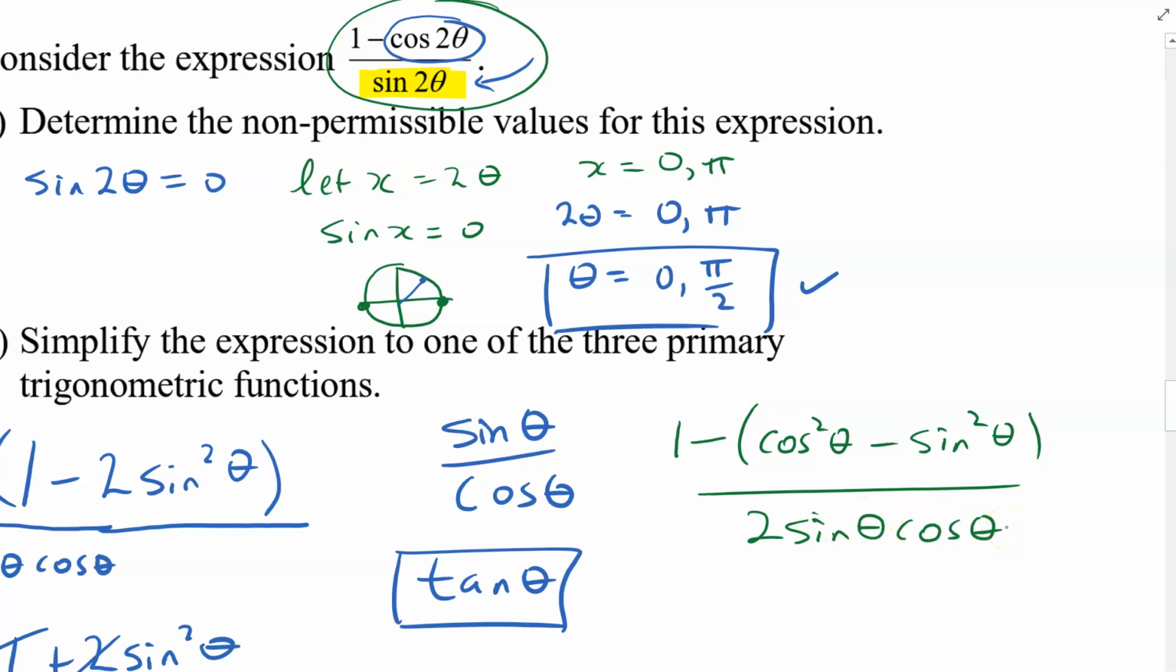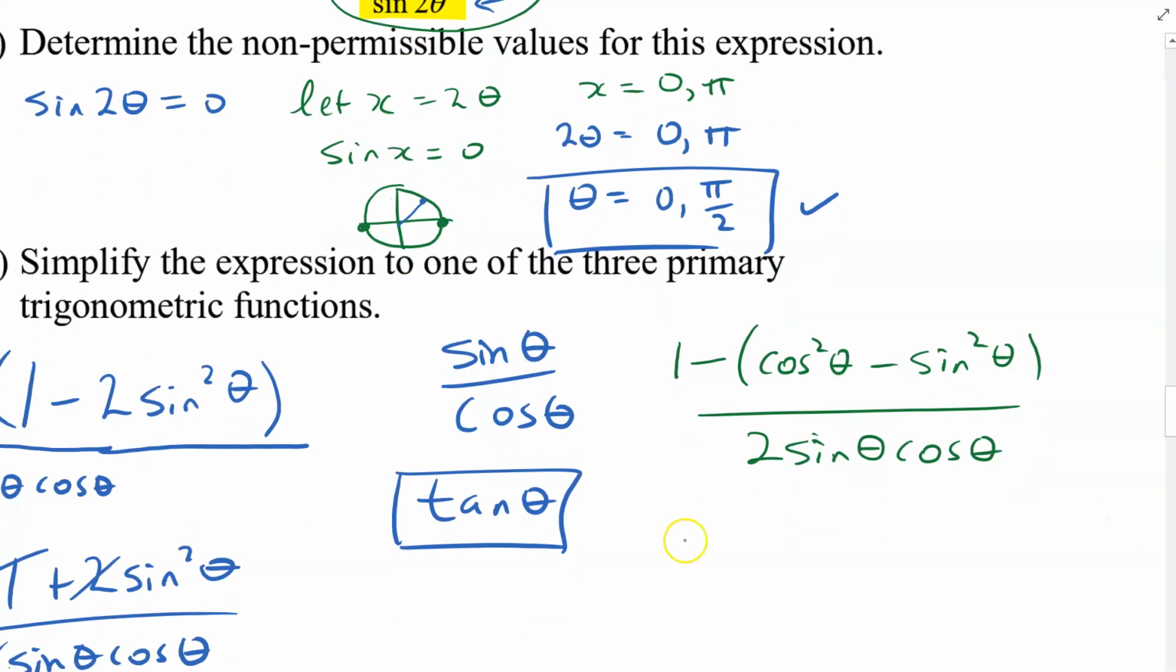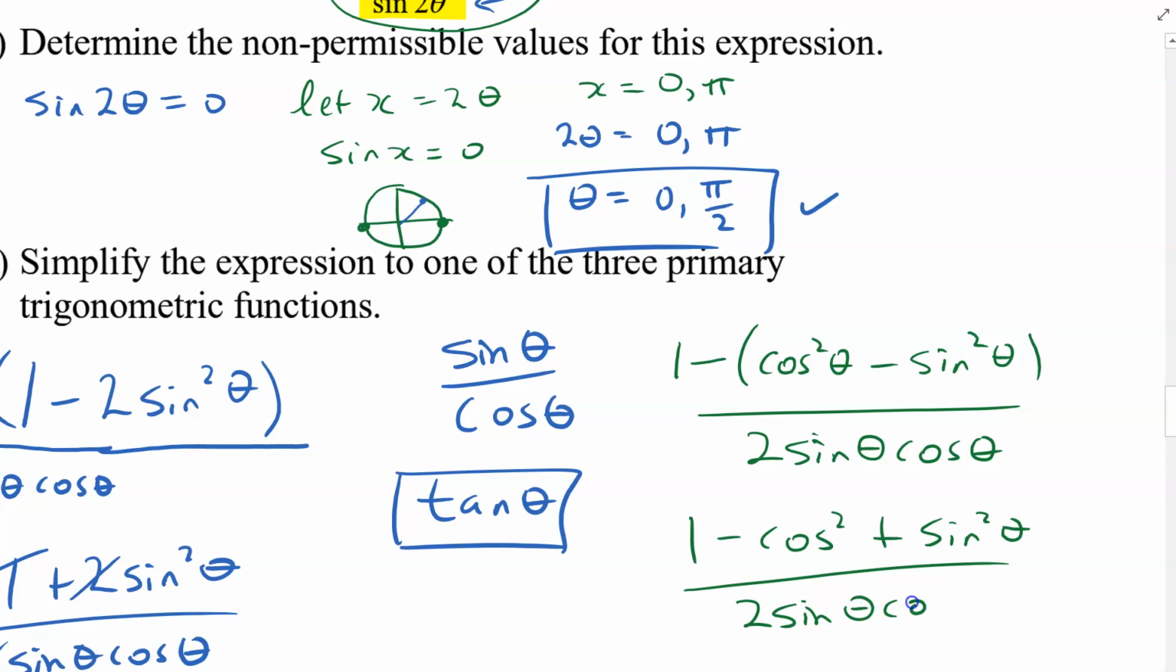Okay, so then when I remove the parentheses from the numerator, it doesn't change too much. I get 1 minus cos squared theta plus sine squared theta all over 2 sine theta cos theta. Okay, so now this is a great question because it's going to get you ready for doing the trig identities, which is what we're coming up to. I'm going to recognize, hey, this 1 minus cos squared, I dropped my theta. I got to include my theta here. That 1 minus cos squared theta.